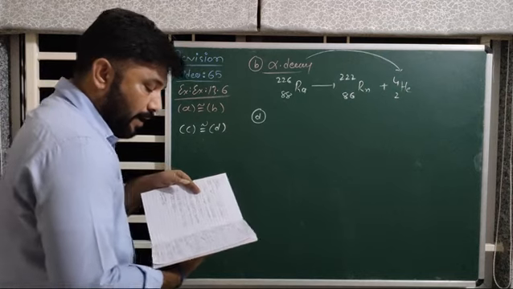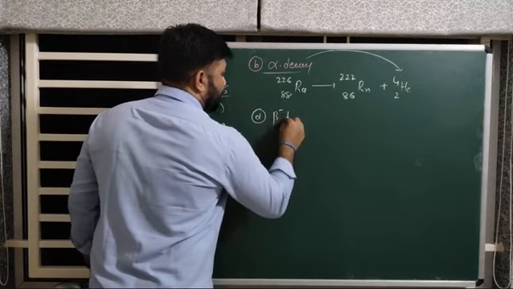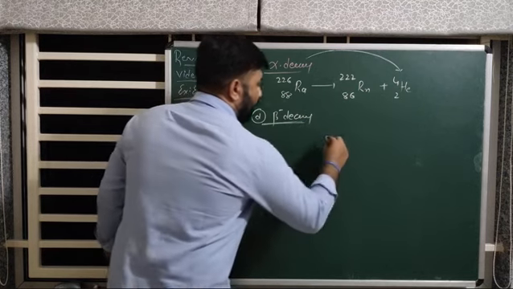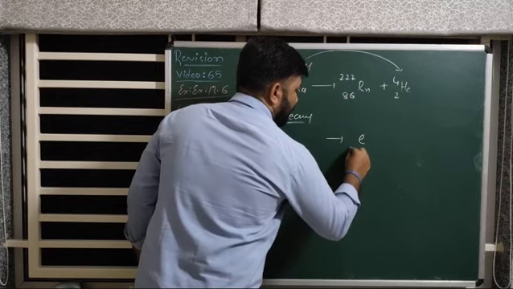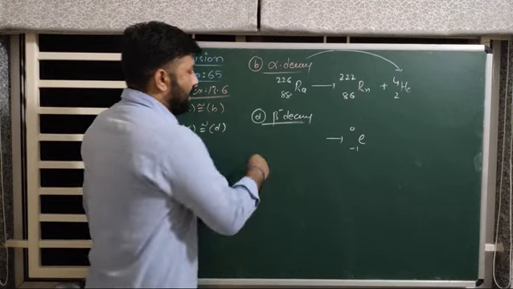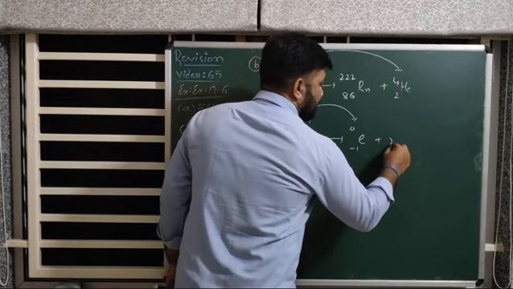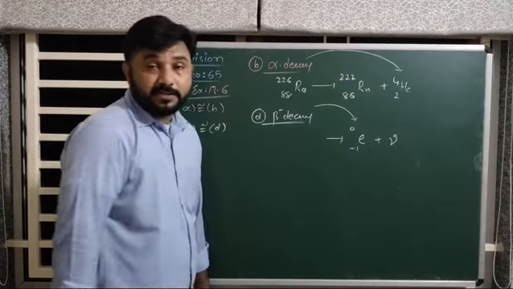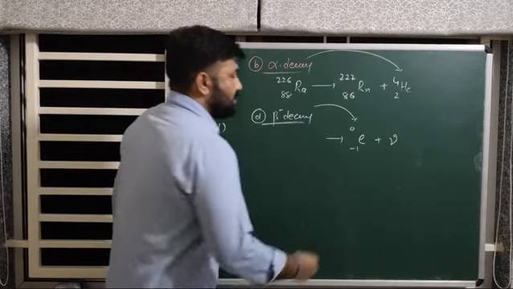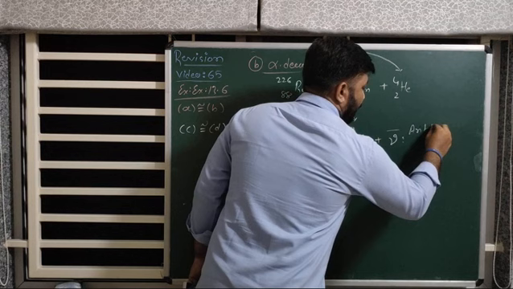What is there? In that, there is beta minus decay. Beta minus means e minus 1, 0. It is a symbol of beta decay. Along with that beta, there is that chargeless, massless and non-reactive particle, and that is, what is called? It is anti-neutrino.